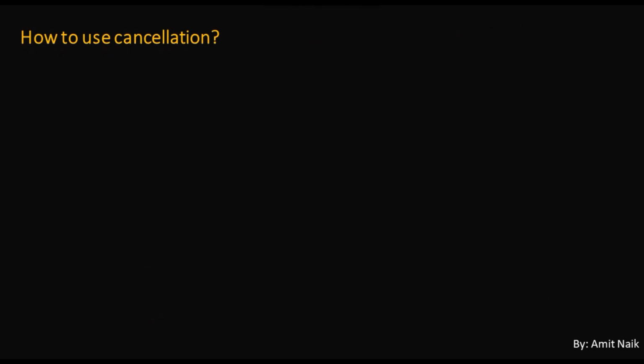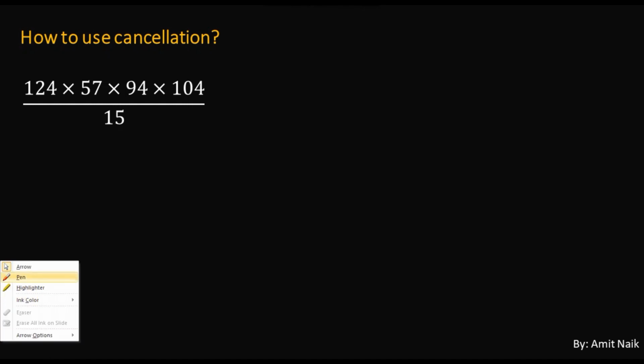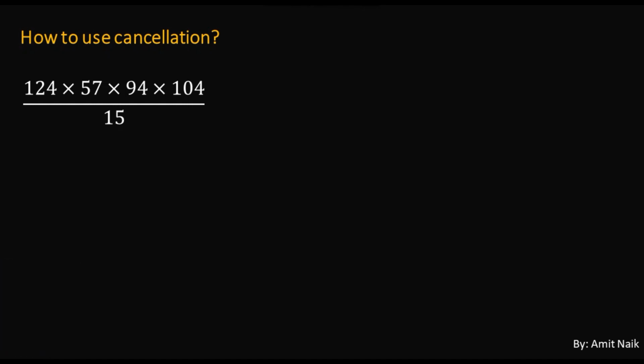Let us now learn how to use cancellation to save our time of calculation. Look at this question, 125 by 124 by 15, the same question that we solved in the previous slide. But now I'm going to use some cancellation techniques so that we save some time here. If you look at the question, there is one number in the numerator and the divisor which can be cancelled together. So I can cancel 57 and 15 by a factor of 3.